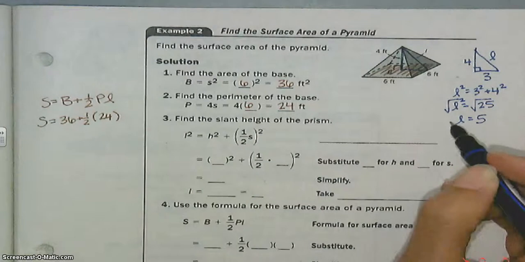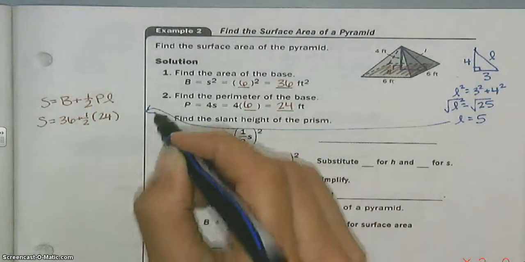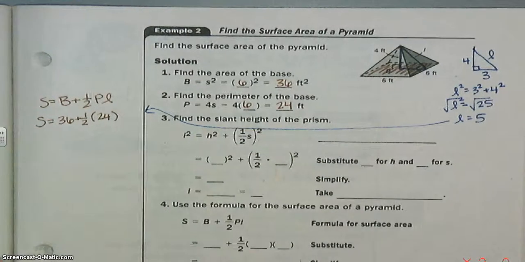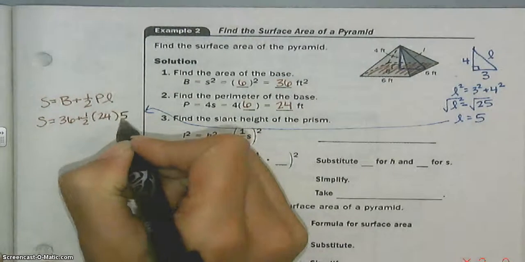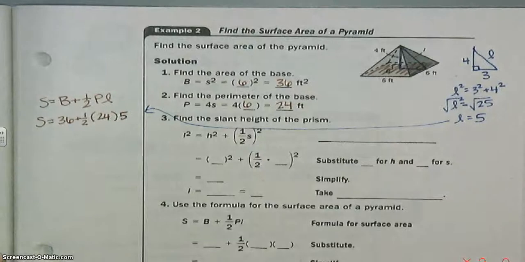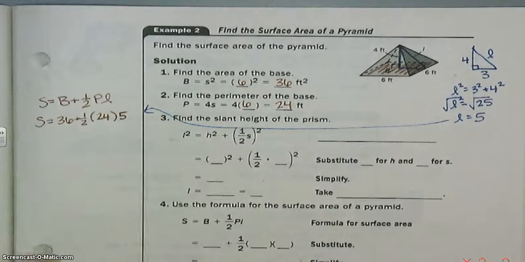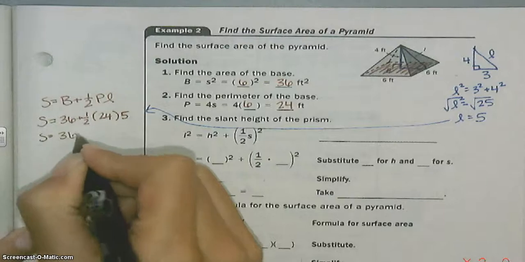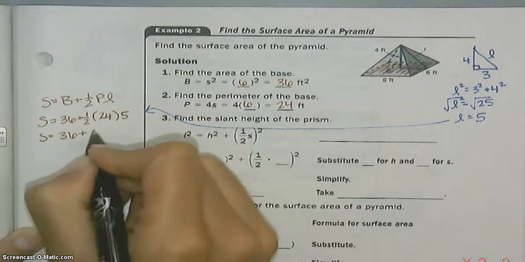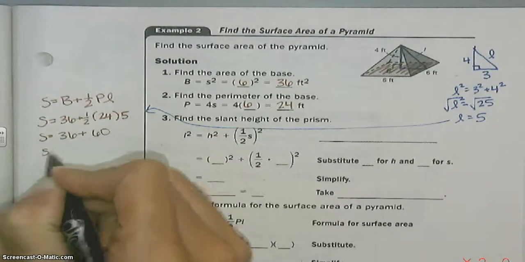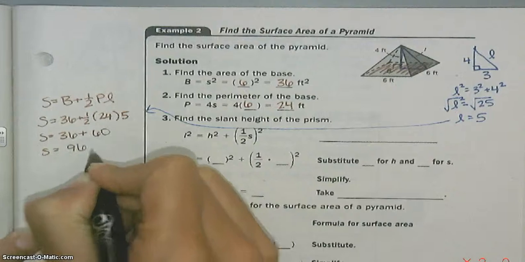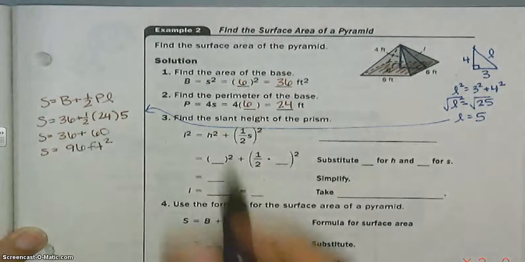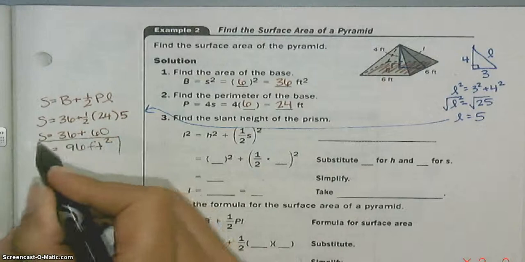I've got to go plug that back in to my formula. So 5 goes right here. Now if I want, I can just plug this whole thing into my calculator. 36 plus 60 is 96 feet squared. That is the answer to surface area.